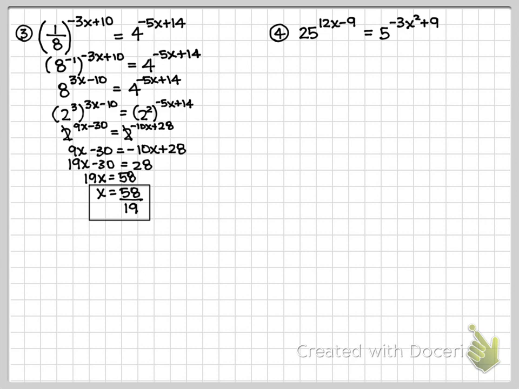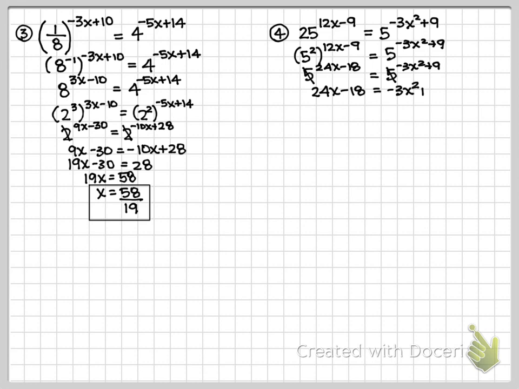So let's rewrite our 25 as a 5 squared. And then just copy down the right-hand side. Don't have to mess with this one, so that's good. Distribute. So it's going to give me 24x minus 18. Carry down the negative 3x squared plus 9. And then continue. I got the 5's to match. Don't need them anymore. Let's take a look at just the equation of the exponents.